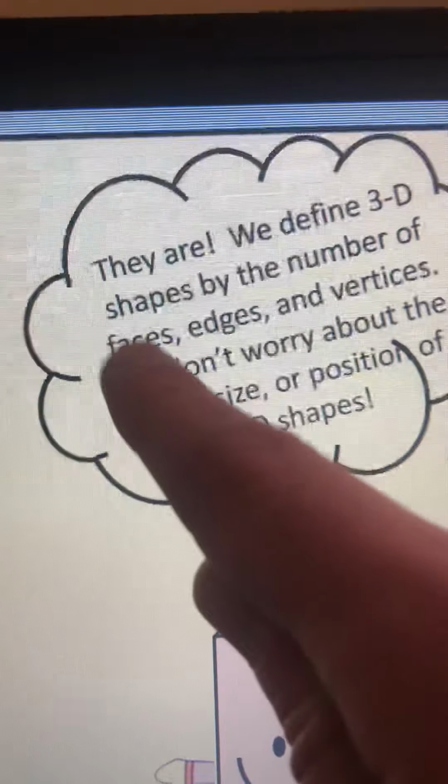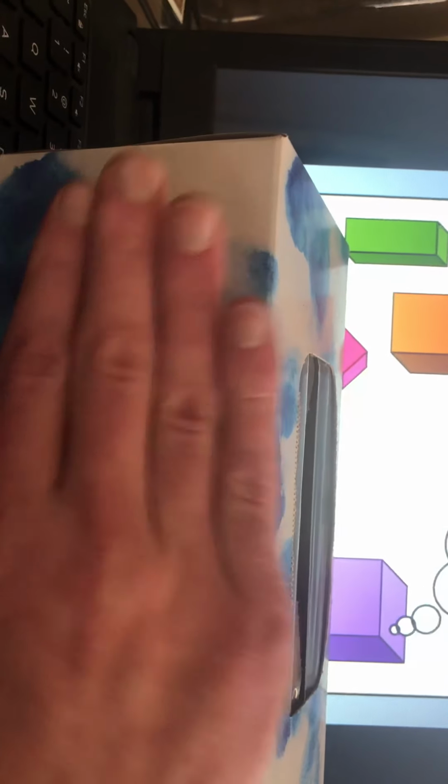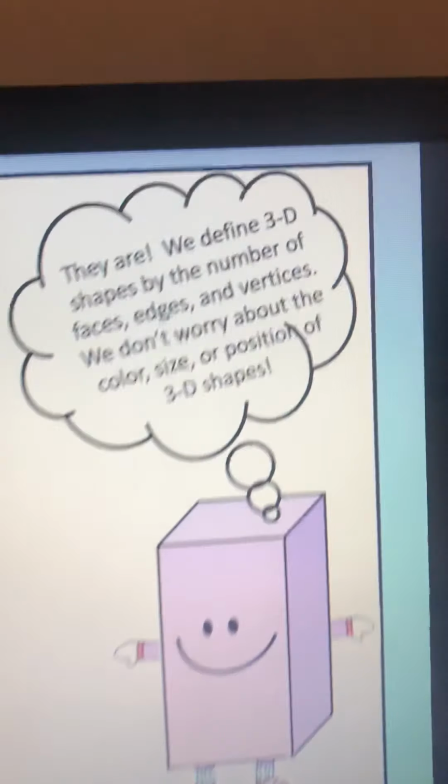One, they have the same number of faces. What's a face? A face is the flat surface. So, for example, look at this tissue box. You see how this is flat right here? So that'd be one face. That's two faces. Three faces. Four faces. Then on this side you have 5 and 6. So the rectangular prism has 6 faces. That's 6 rectangles put together.